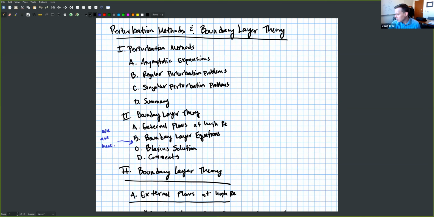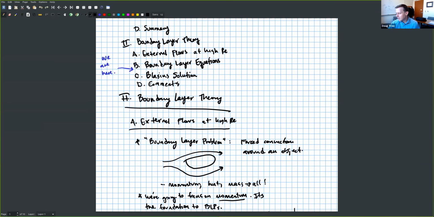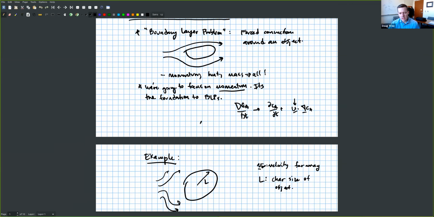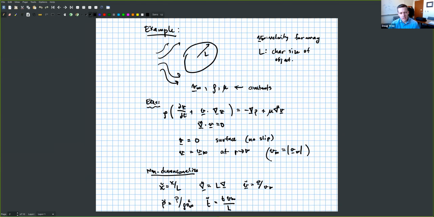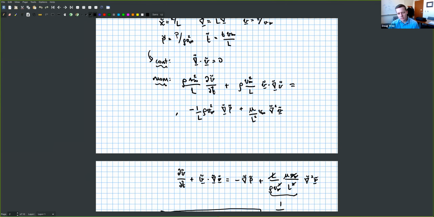Okay, so we are going to finish boundary layer theory today. Let's just review where we're at real quick. We've been talking about external flows at high Reynolds numbers, okay? And we said we're going to focus on the momentum problem because it's canonical. And the first thing we did was non-dimensionalize the Navier-Stokes equation, all right?